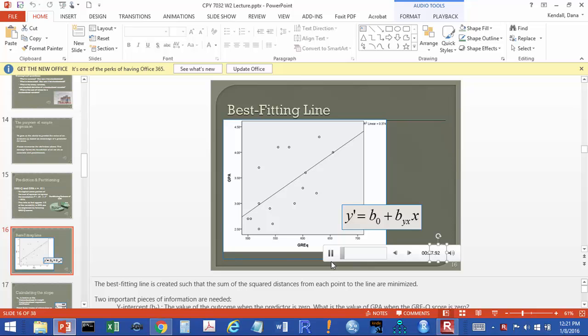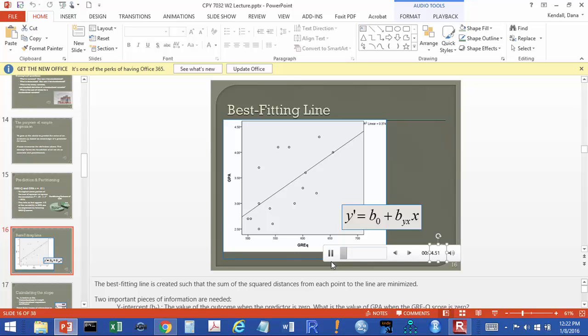That best fitting line is calculated such that it minimizes the sum of the squared distances from each of those points to the line. Now, I know that may not make total sense right now, and that's okay. We'll be coming back to that concept later. In order to calculate that line, we need two basic concepts in mind.